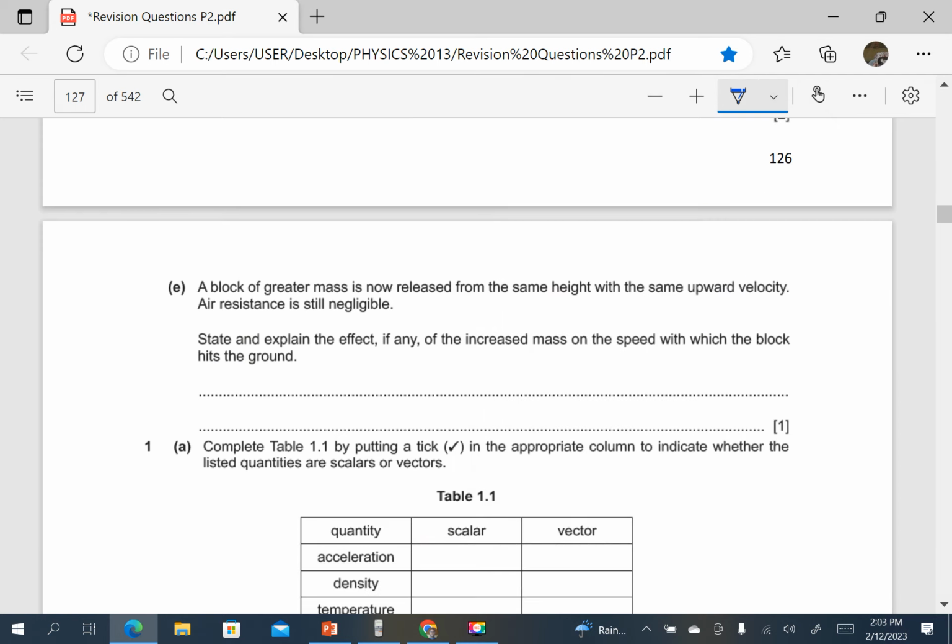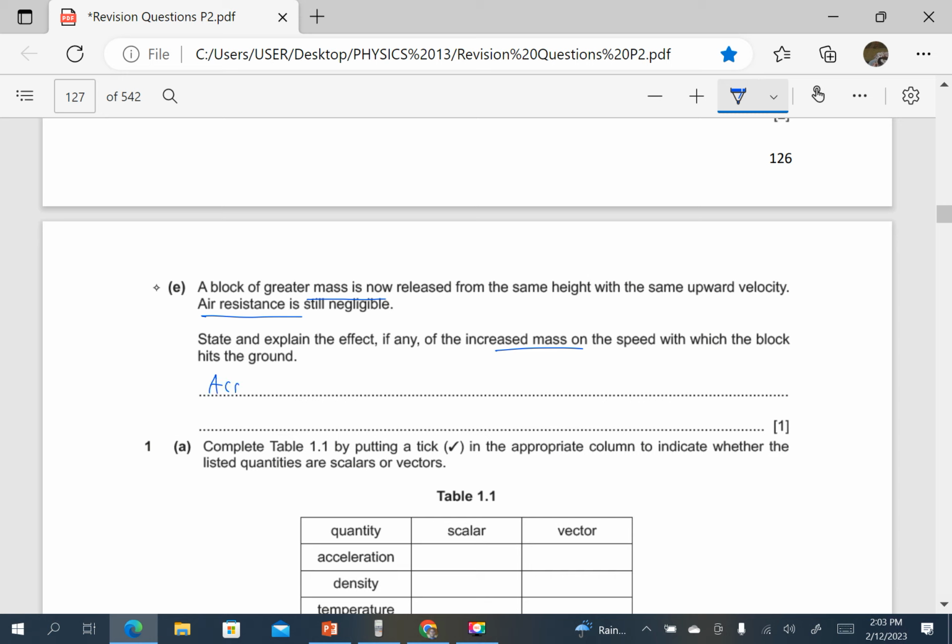A block of greater mass is now released from the same height. Now mass is coming into play. Air resistance is still negligible. State and explain the effect, if any, of the increased mass on the speed with which the block hits the ground. If air resistance is negligible, the acceleration of free fall does not change. It is not dependent on the mass, so there is no effect.